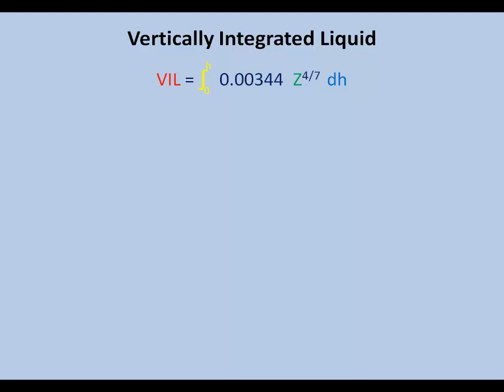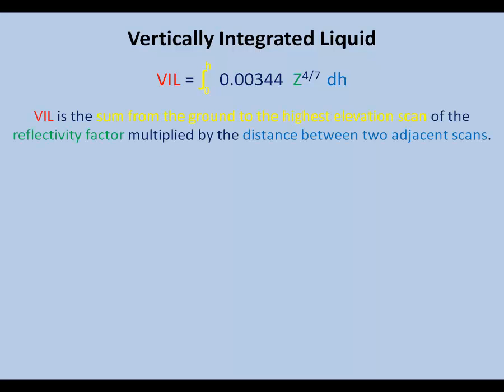Well, there it is. That's VIL as an equation. A lot of people are scared of equations that look like this, especially ones that have this old crazy integrand in them. But I tried to put it into a sentence there, a color-coded sentence, and really VIL is the sum, that's the integrand, from the ground to the highest elevation scan of reflectivity factor, not reflectivity, multiplied by the distance between two adjacent scans. We'll get into that just here in a little bit.